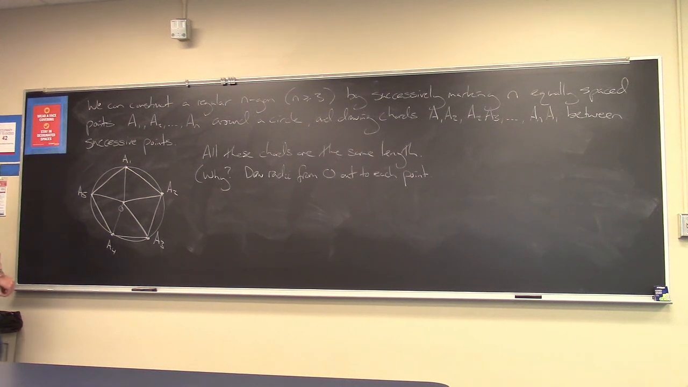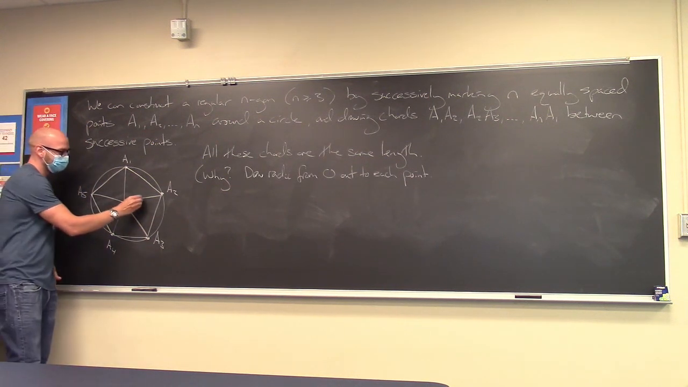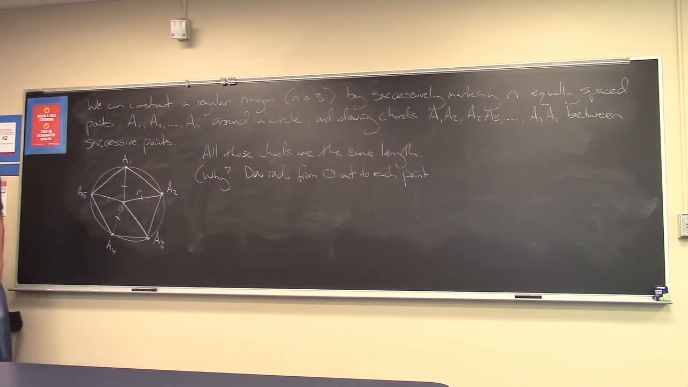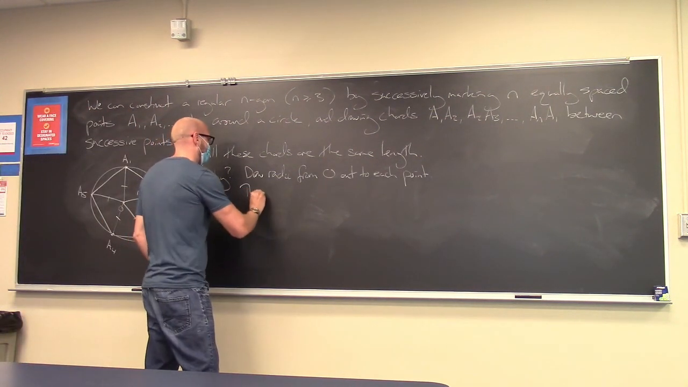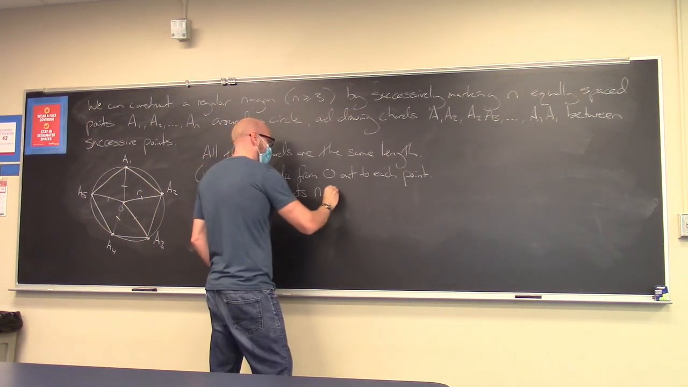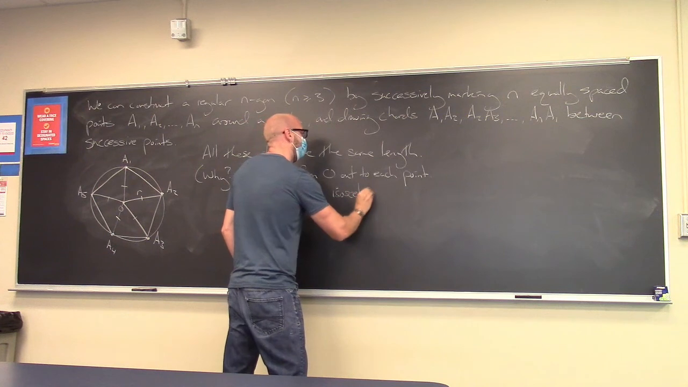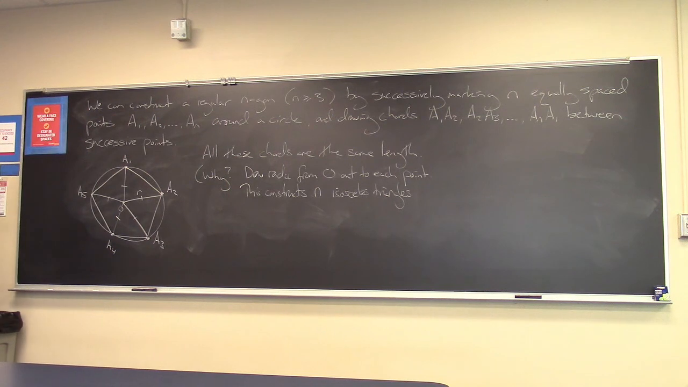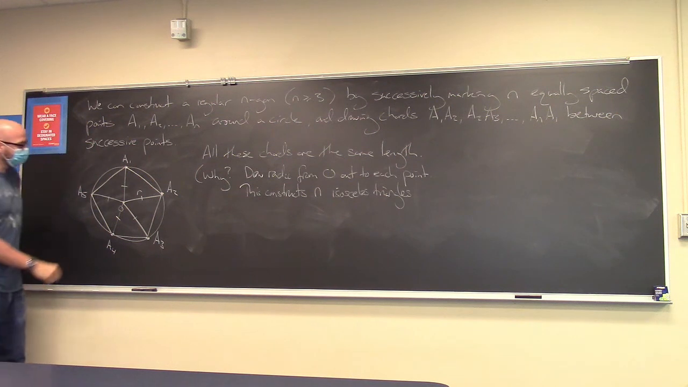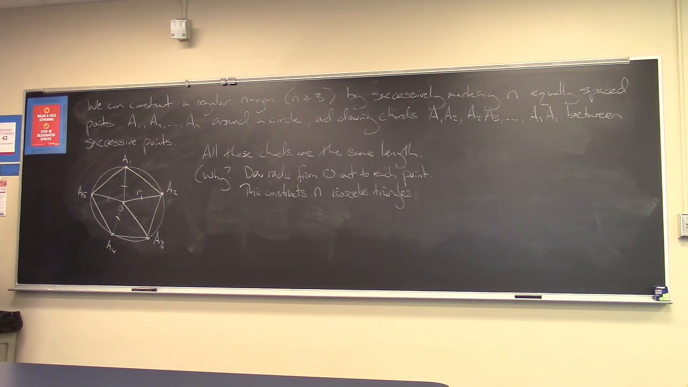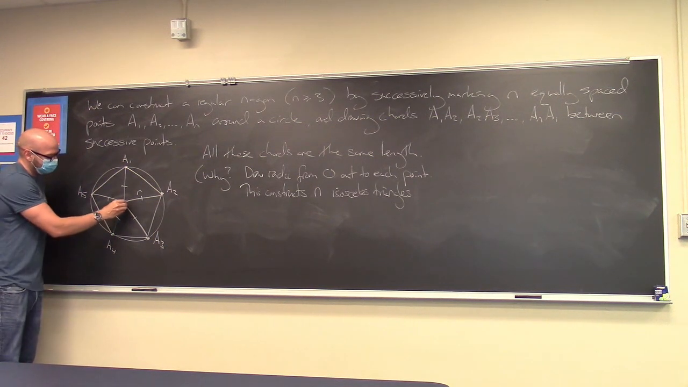What types of triangles are these? Isosceles. They're all isosceles, right? All of these radii have the same length. Call the radii r if you want. So this constructs n isosceles triangles. And I'd like to show they're all congruent. Right? If they're all congruent, then they all have the same base lengths, which means all the chords are the same length. How do I know they're congruent?